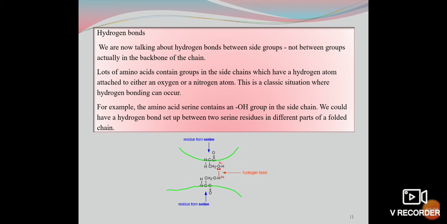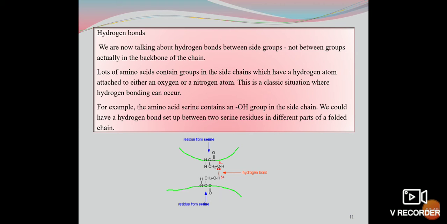Lots of amino acids contain groups in the side chains which have a hydrogen atom attached to either an oxygen or a nitrogen atom. So this is a classic situation where hydrogen bonding can occur. For example, the amino acid serine contains an OH group in the side chain. So we could have a hydrogen bond set up between two serine residues in different parts of a folded chain.